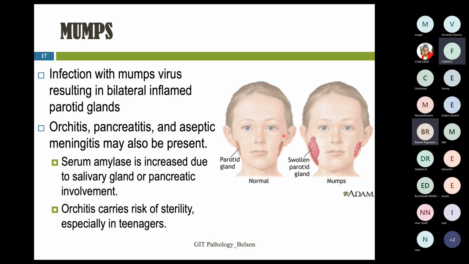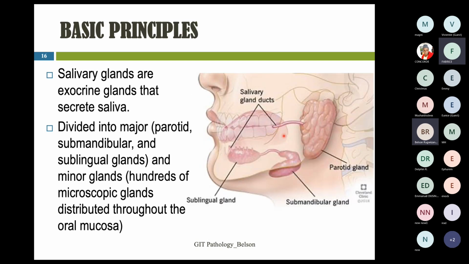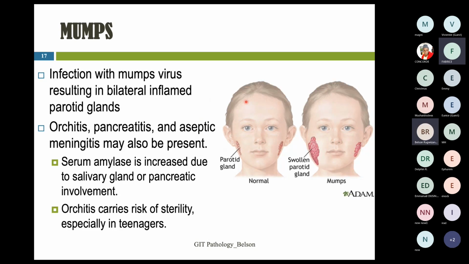So we start with infections. Malformations and those are also in pairs, left and right. So for the infections we start with mumps.